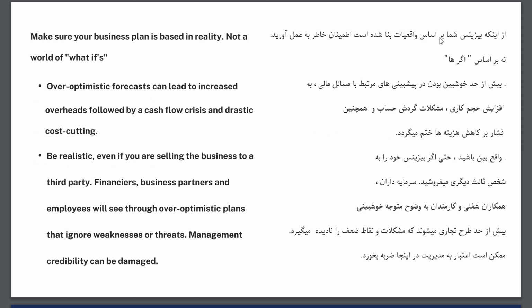Base your business plan in reality, not a world of what ifs. Don't be overly optimistic, be realistic. Always budget more money than you think you're going to use because stuff will come up, problems will happen.